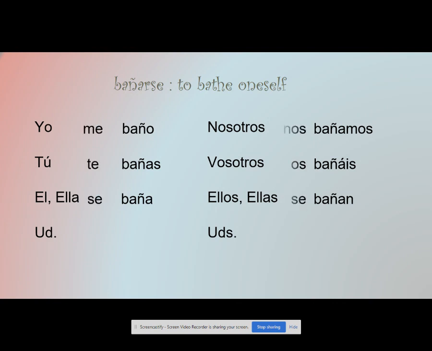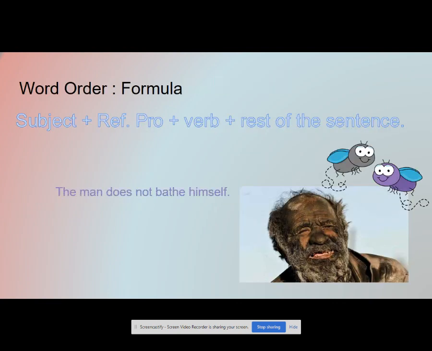But when you add the reflexive pronoun, you're stating that you're doing it to yourself. Yo me baño, I bathe, and then myself. It doesn't follow the same syntax that we do in English, but it's essentially saying the same thing. I bathe myself. All right. So what you need to know is that you're going to have to follow this word order or this formula. The subject, the reflexive pronoun, the verb, and the rest of the sentence.